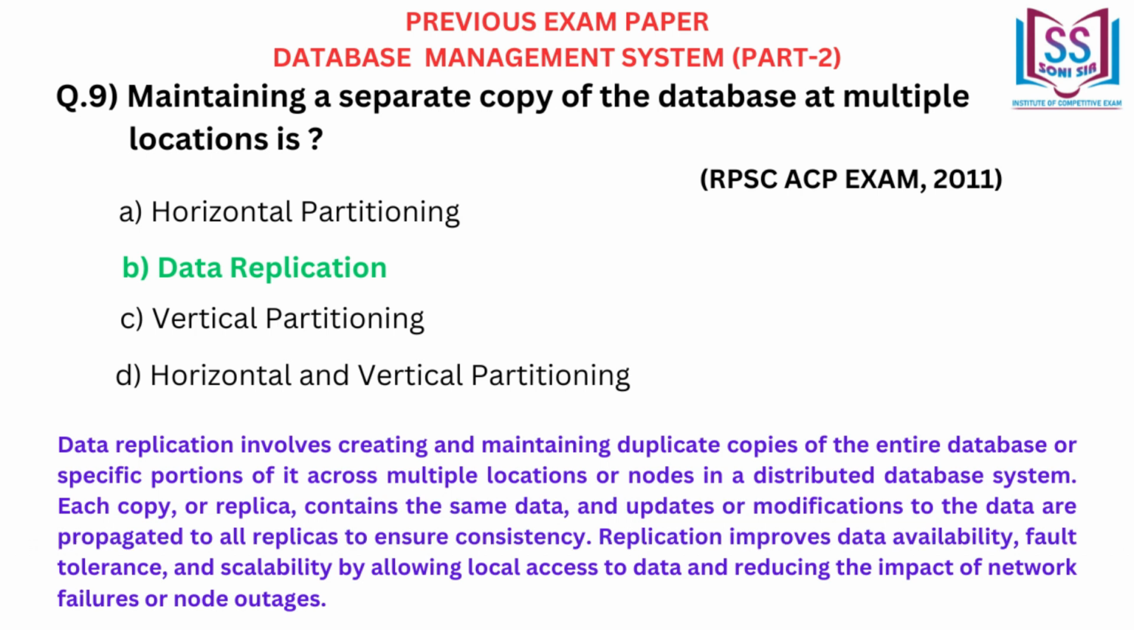Data replication involves creating and maintaining duplicate copies of the entire database or specific portions of it across multiple locations or nodes in a distributed database system. Each copy or replica contains the same data, and updates or modifications to the data are propagated to all replicas to ensure consistency. Replication improves data availability, fault tolerance, and scalability by allowing local access to data and reducing the impact of network failures or node outages.